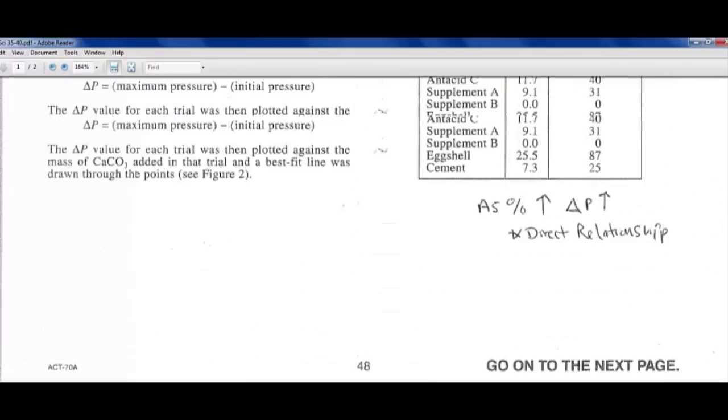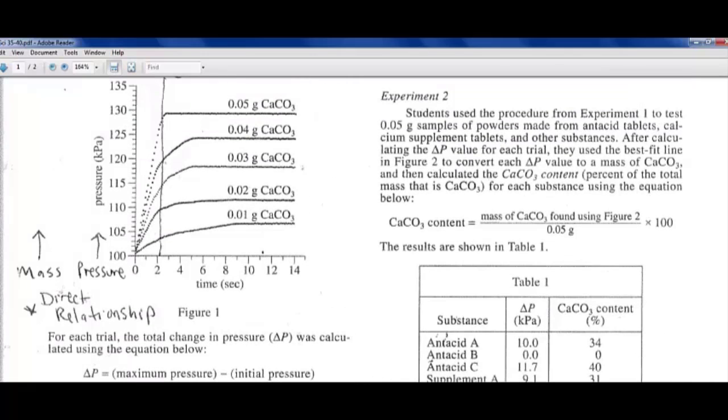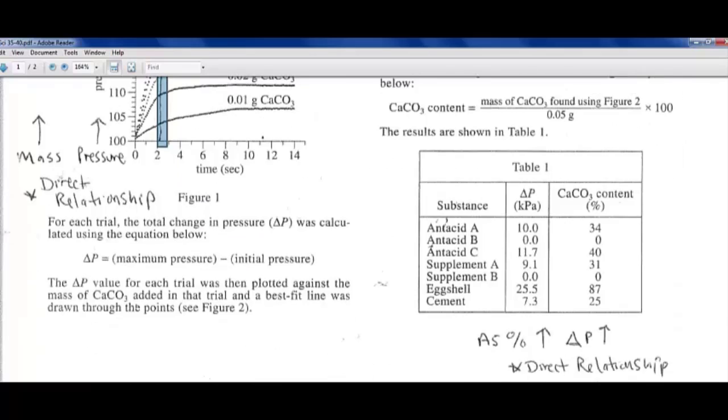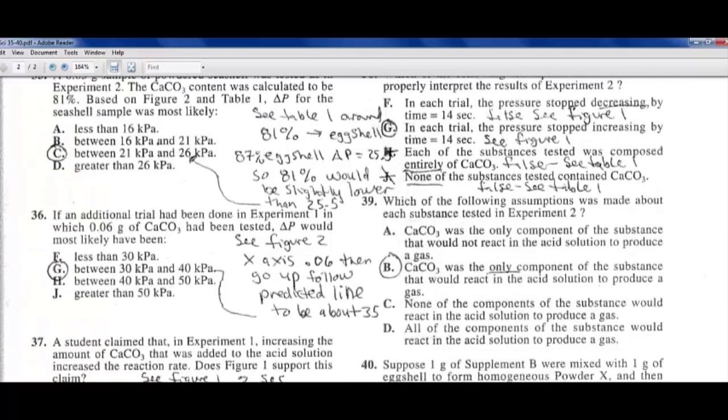We'll go up to Figure 1, and in Figure 1 you see here we're dealing with time on the x-axis and pressure on the y. We'll take 2 seconds for example and see here as we go from 0.01 grams of CaCO3 all the way up to 0.05 grams at the 2-second mark, you see that as we increase the amount, the pressure increases for the same time. So it is a direct relationship. The more you put in there, the more pressure it's going to produce. So the answer on that is direct relationship, so it would be yes.